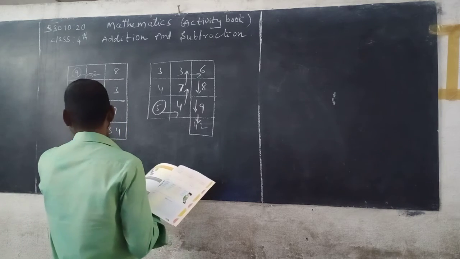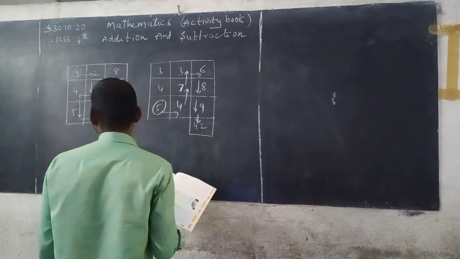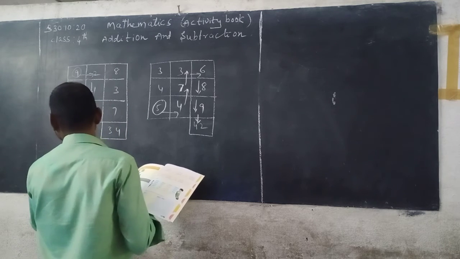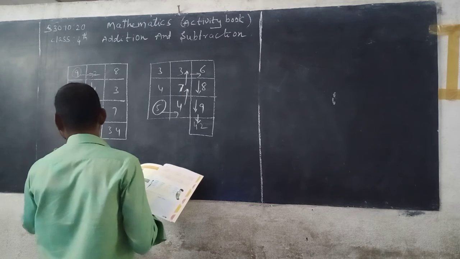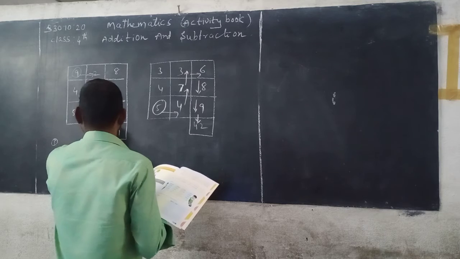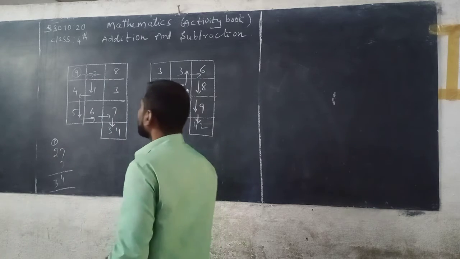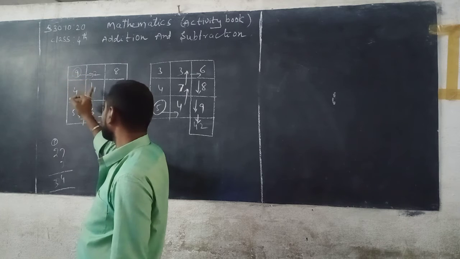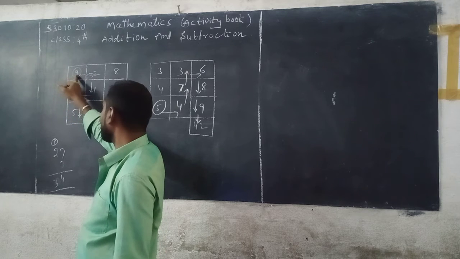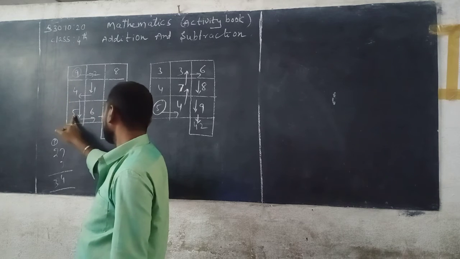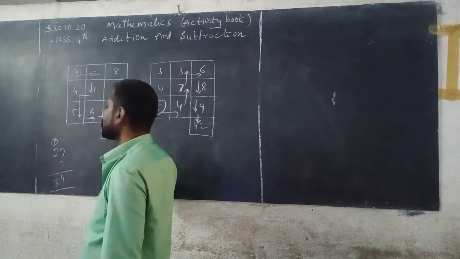21. 21 plus 6, 27. 27 plus 7, 7 plus 7, 14. 14, 1 carrying, 34. You can reach it. See here, you can start from 9, 9 plus 2 plus 1 plus 4 plus 5 plus 6 plus 7, you can get 34.